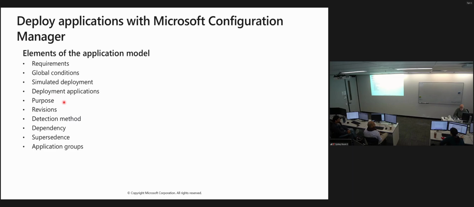Revisions, if we make changes to the application, creates a revision so that we can track our changes. Detection method, so that Config Manager can discover whether the device already has the application installed. Any dependencies, so we can define any dependencies on other deployments that might be required before this one is installed. A supersedence relationship, so we can use Config Manager to upgrade or replace an existing application. So we can do that using a supersedence relationship.